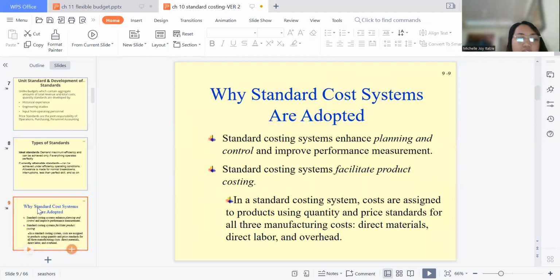Why are standard costs adopted? Standard costing systems enhance planning and control and improve performance measurement. Standard costing systems facilitate product costing. In a standard costing system, costs are assigned to products using quantity and price standards for all three manufacturing costs: direct materials, direct labor, and overhead.